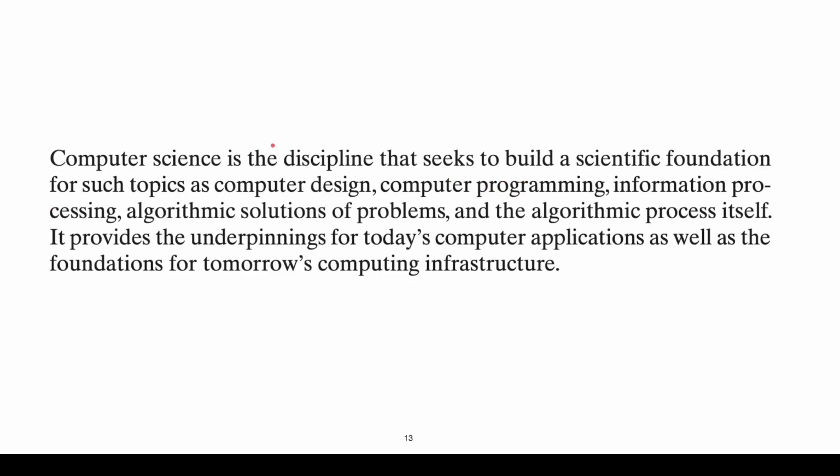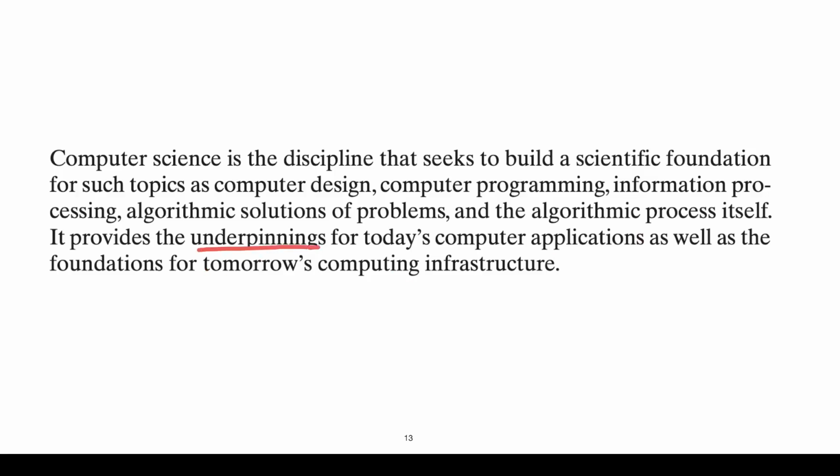So computer science is the discipline that seeks to build a scientific foundation for topics such as computer design: the hardware, the computer architecture or computer organization, microprocessor design, which set of hardware will be used, using flip-flops, semiconductors, or a specific chipset for designing something. That's the part of computer design. Then programming, writing instructions so that computers can perform operations on the given data. Information processing, right? So we have database systems, data warehousing systems, distributed systems where we process information, algorithmic solutions of problems, and the algorithmic process itself. These are the primary areas of concern for computer science.